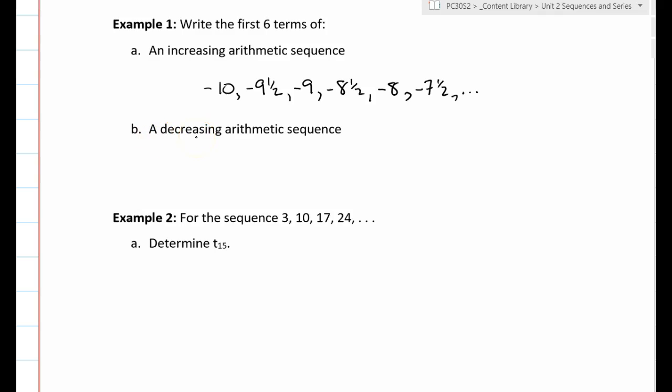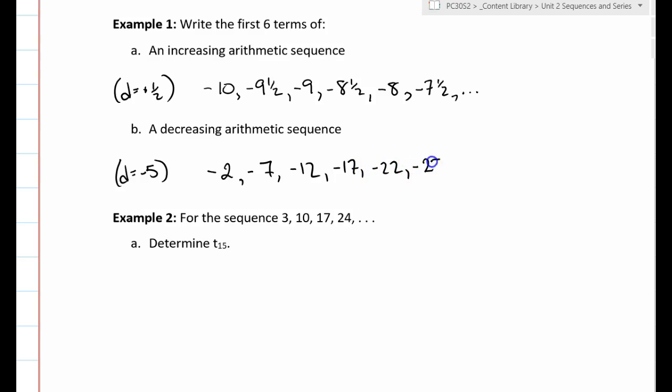The decreasing arithmetic sequence, again, can start positive. It can also start negative. I'm going to start negative just so we get a little bit more comfortable with integers. So if I start at negative 2, and I decrease by 5 every time. Here my d value was positive 0.5. D value here, my common difference is going to be negative 5. So that becomes -7, -12, -17, -22, -27, and it keeps going forever. So always put those dot dot dots at the end. You must include those because they are infinite.